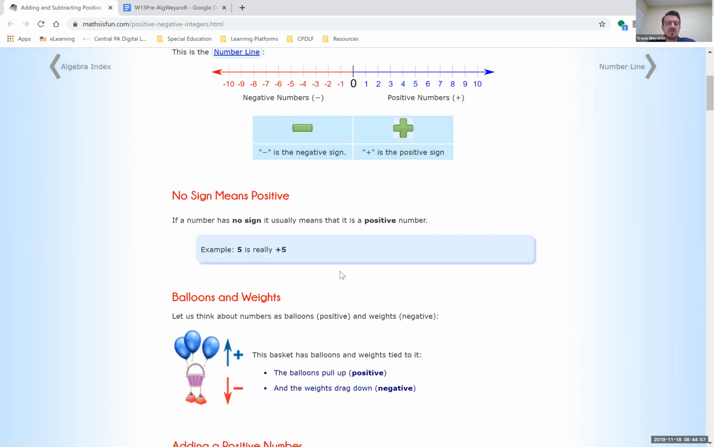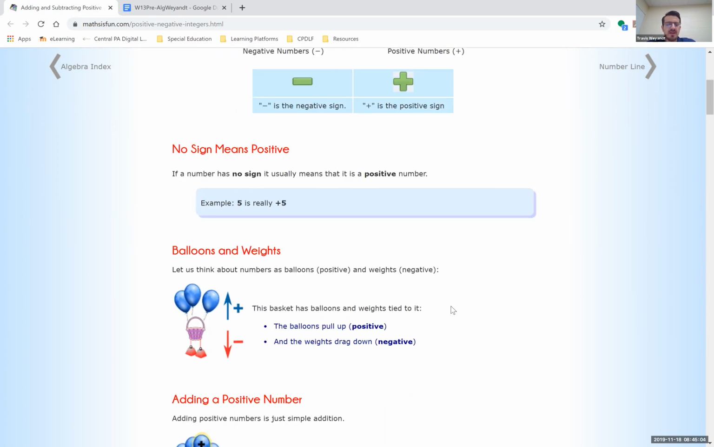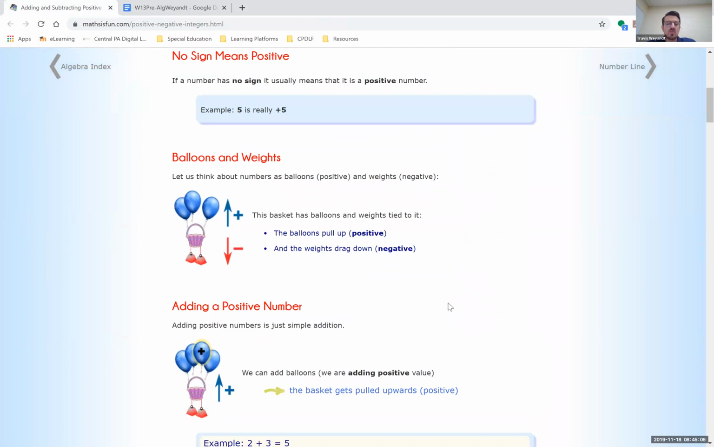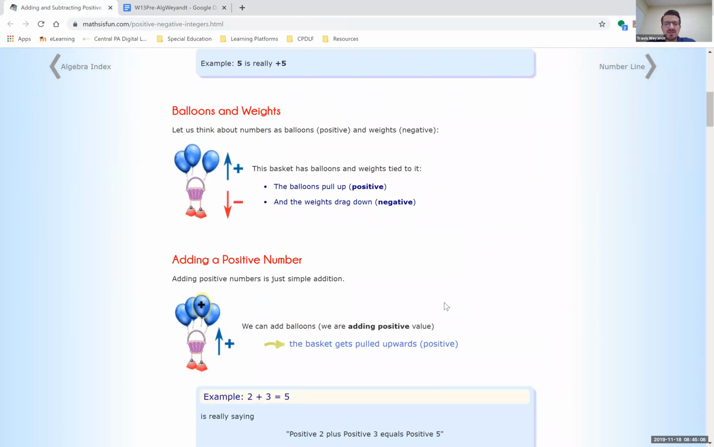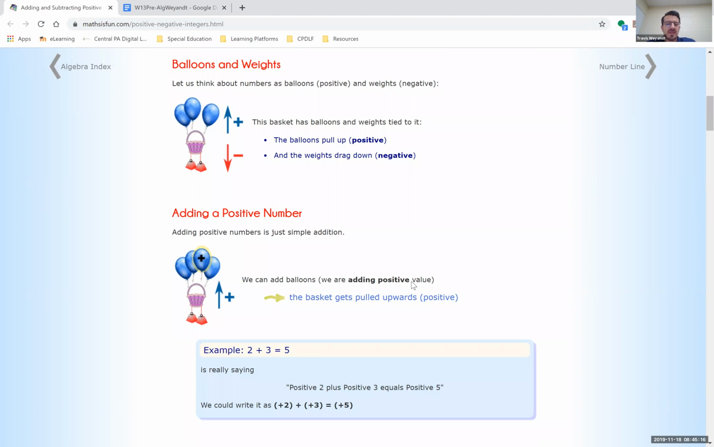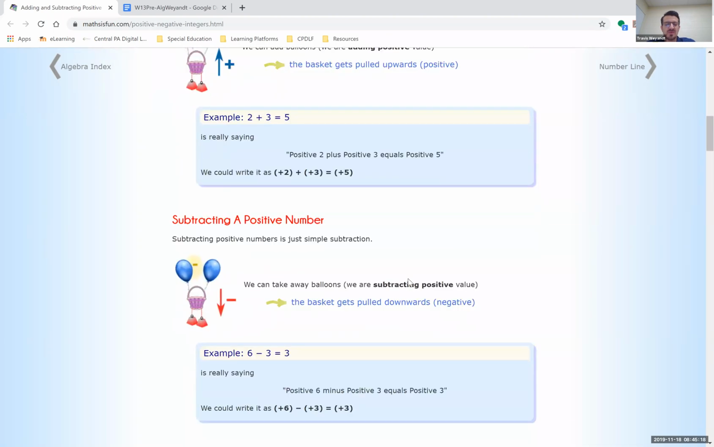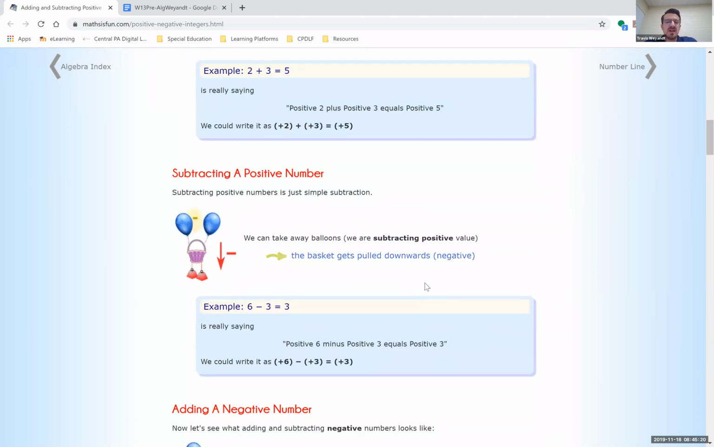And it even goes through what each sign means, that a plus sign is a positive and a minus sign is a negative. They give some examples as you work through this with balloons and weights. The balloons pull up in a positive way and the weights drag down in a more negative way. And then it runs through some examples for you, which is kind of nice.